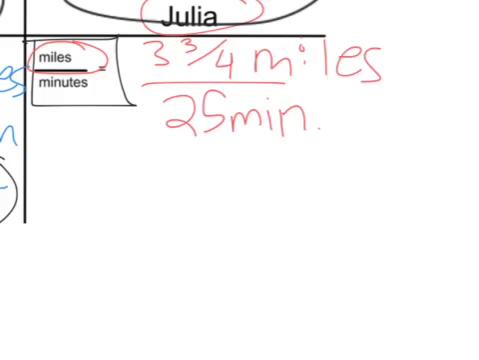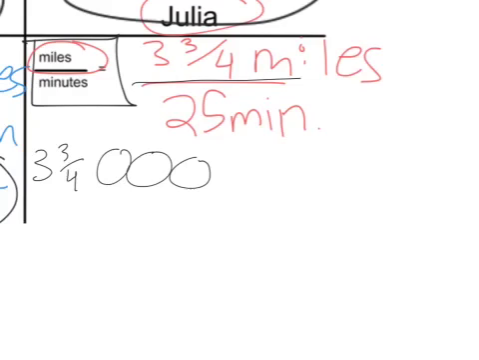So let's go over how to divide these two numbers. So we've got 3 3/4 over 25. 3 3/4 we need to put into an improper fraction. And we're breaking this into quarters, because that's the denominator, fourths.